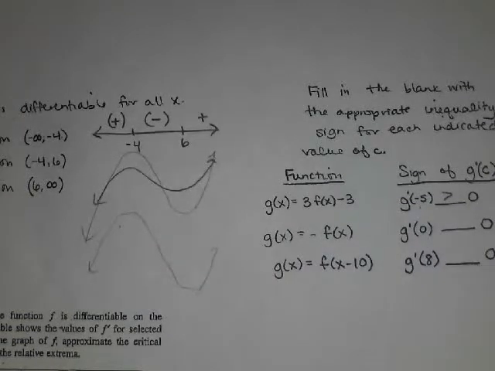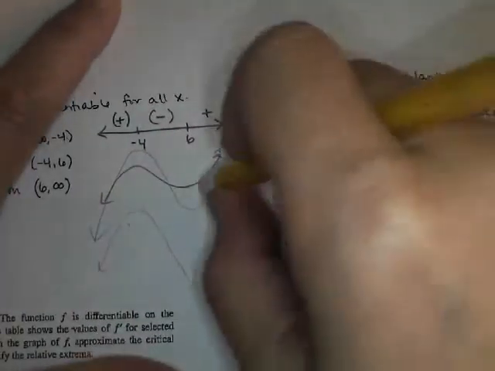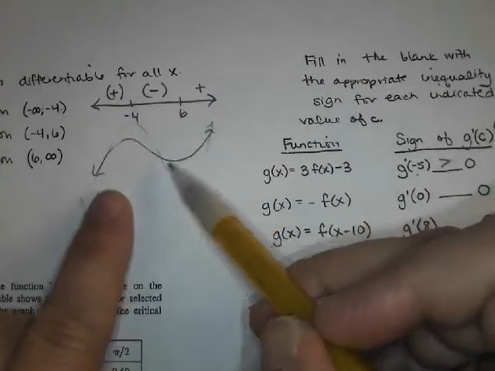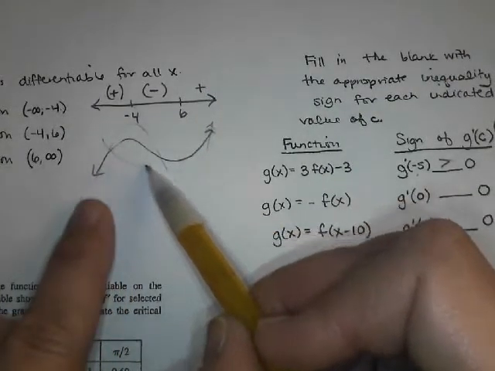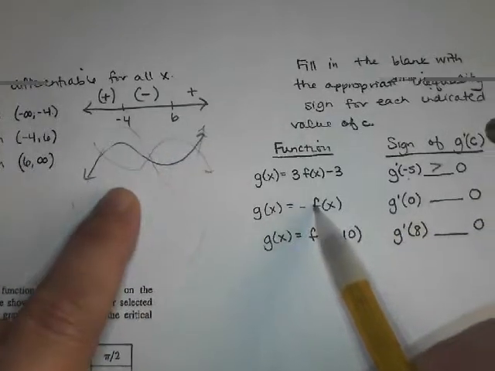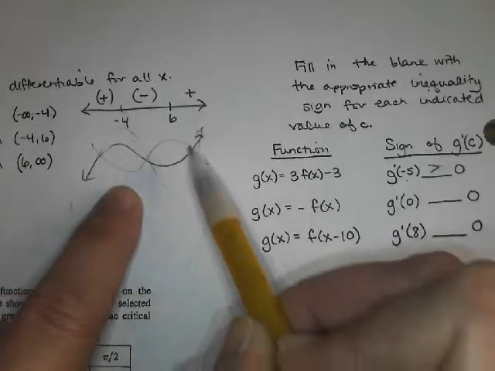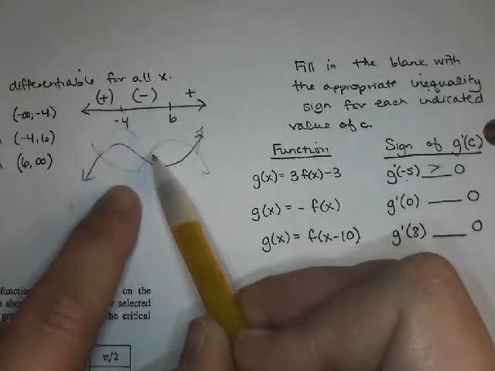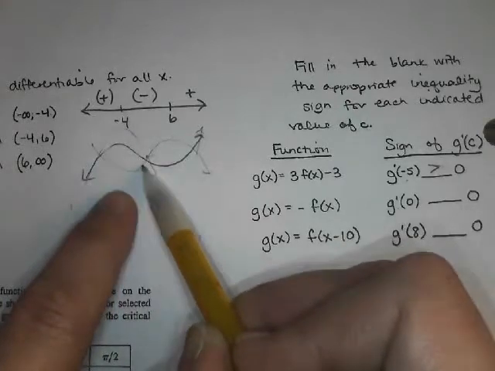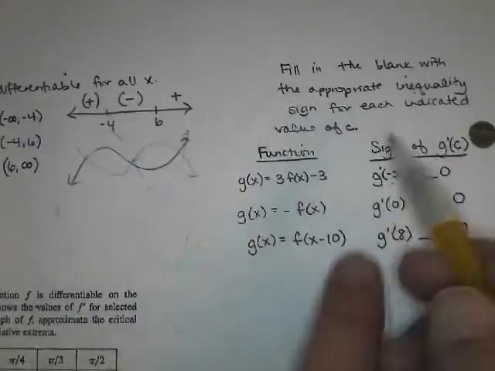If we take negative f of x and flip it, so again, here's my rough sketch for f of x. If I flip this, isn't that what negative f of x does to it? Now what's the derivative at 0? 0 would be in here somewhere. Is this increasing or decreasing on this graph? Increasing, so the derivative would be positive.